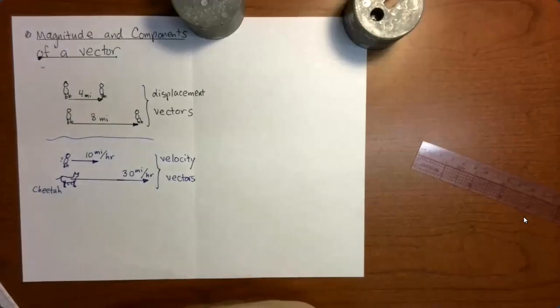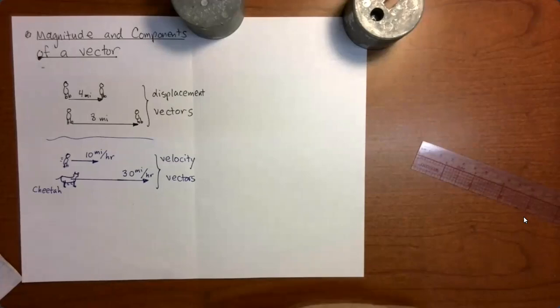In this video, I will introduce the ideas of the magnitude of a vector and the components of a vector. Let's start with the magnitude. In an earlier video, I mentioned displacement vectors and velocity vectors as examples of vector quantities.